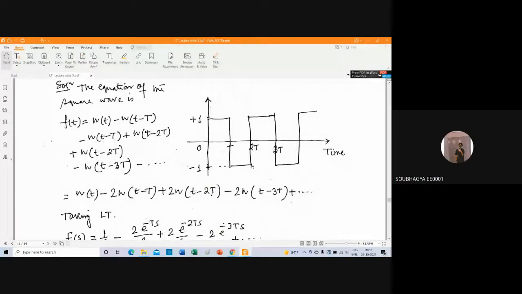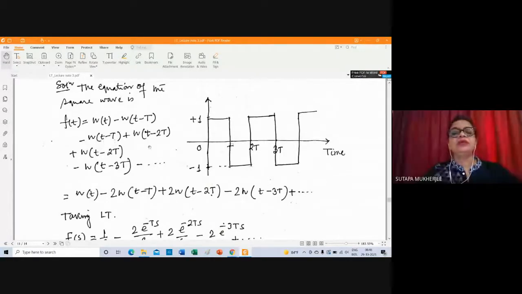Yes ma'am. So this is ut minus t. Exactly, this is ut minus t, because the function starts after the time capital T. This is the representation of this one. Okay, okay.